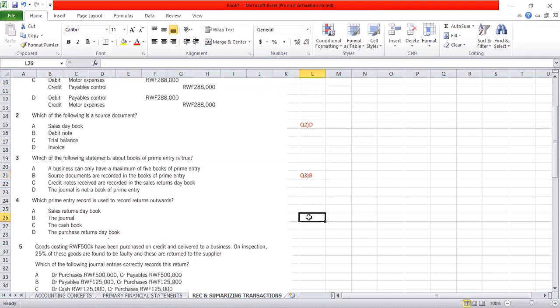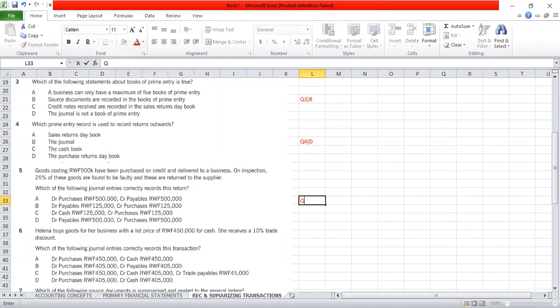The fourth question. Which prime entry record is used to record return outward? Return outward is the same as purchase return. Sales return daybook? No. We record it in the purchase return daybook, which is D from our question.